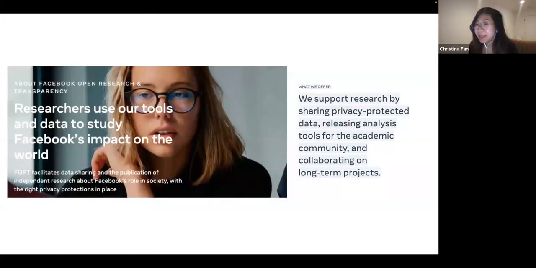Our FORT team stands for Facebook Open Research and Transparency. And this product team actually specifically works on supporting research by sharing privacy protected data, releasing analysis tools for the academic community, and collaborating on long-term projects. You'll learn more about these FORT data sets and products when Annique presents next. So she'll definitely be walking you through the various data sets and products that we've made available through the FORT team.